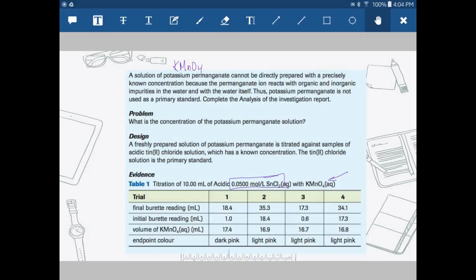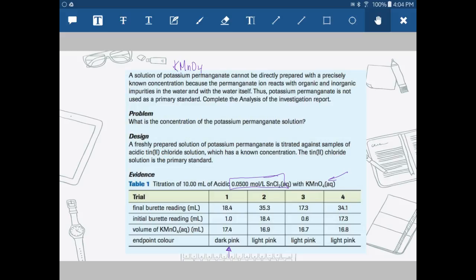Now you'll notice by the color change, it says it's a dark pink color, and because it is a dark pink color, it means that we might have used more volume than we maybe expected there. We would want the color change to be the minimal color change that we'll see. So we don't want a dark pink, we would probably be aiming for a light pink color. So let's look at the remaining trials, 2, 3, and 4. When you subtract the initial and final readings, we get 16.9, 16.7, and 16.8 milliliters, and we get a nice light pink color in all 3 trials.